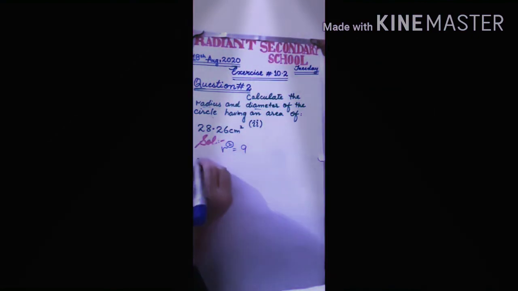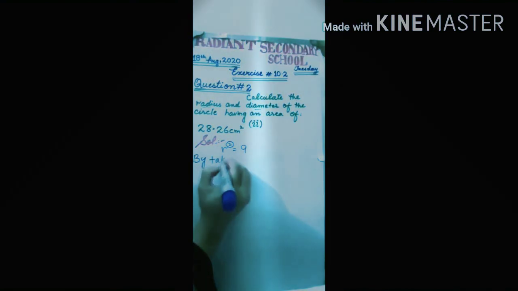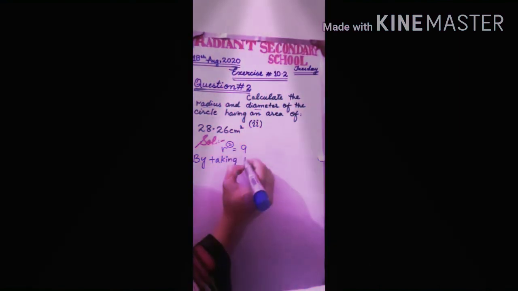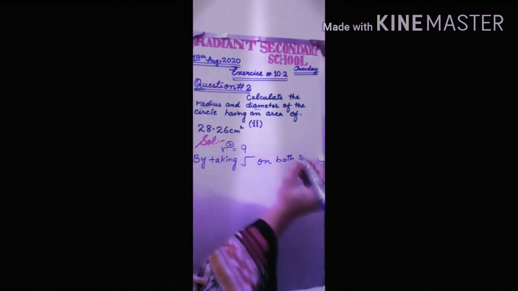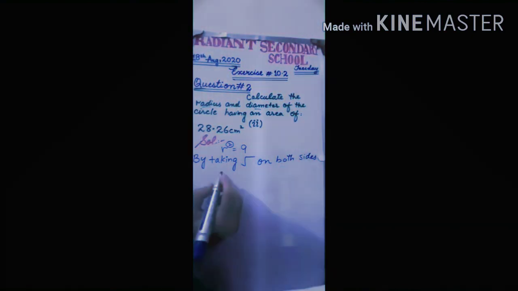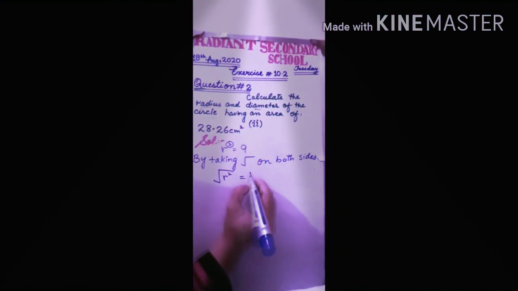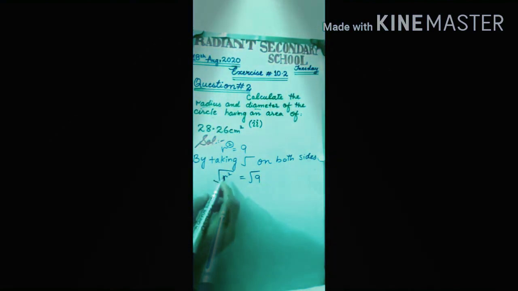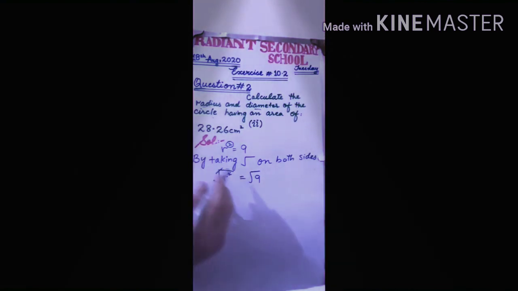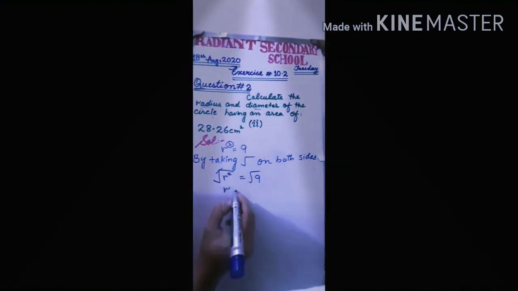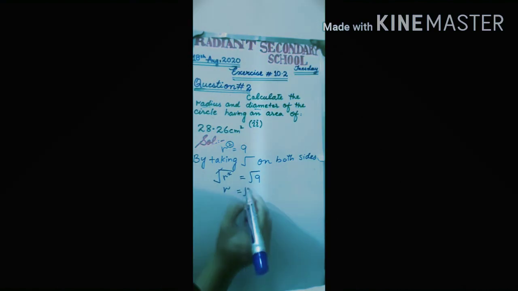Taking under root on both sides, r square is equal to under root 9. And this is a rule that this under root or square root can be cut with this square. In 6th class you have learned very well about it. So r is equal to under root 9.